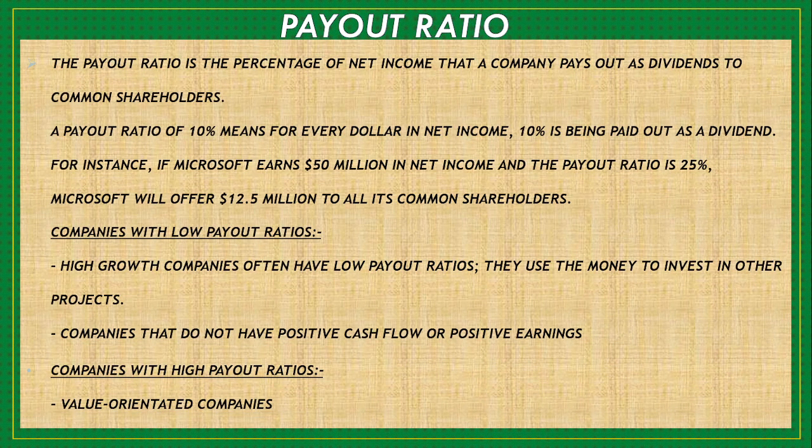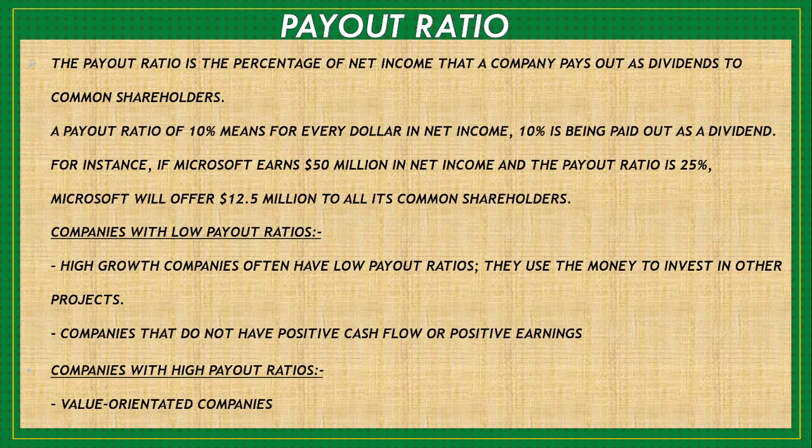Payout ratio. The payout ratio is the percentage of net income that a company pays out as dividends to common shareholders. A payout ratio of 10% means that for every dollar in net income, 10% is being paid out as a dividend. For instance, if Microsoft earns $50 million in net income and the payout ratio is 25%, Microsoft will offer $12.5 million to all its common shareholders.